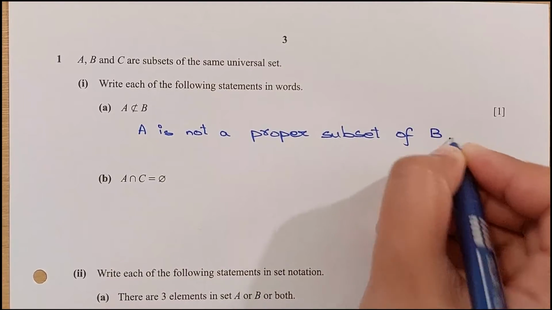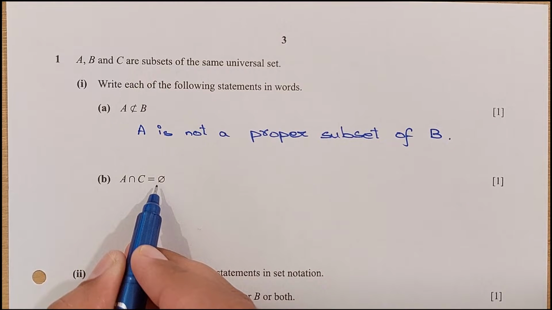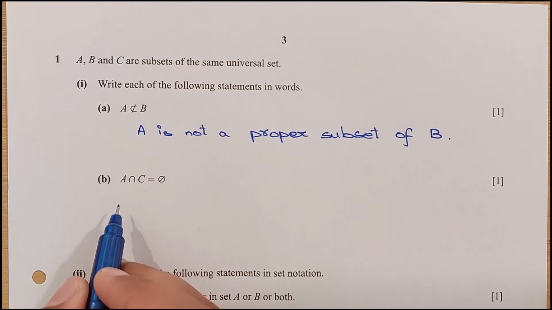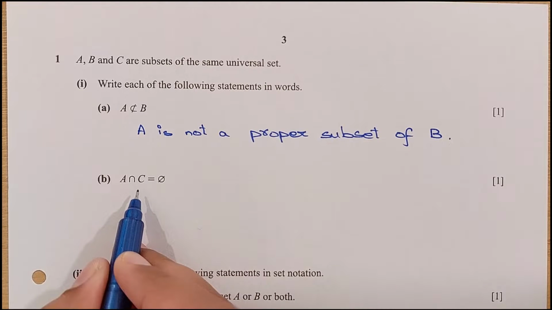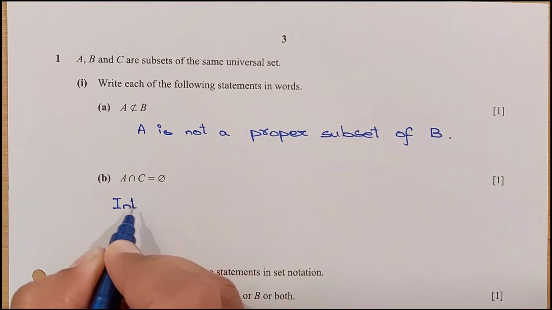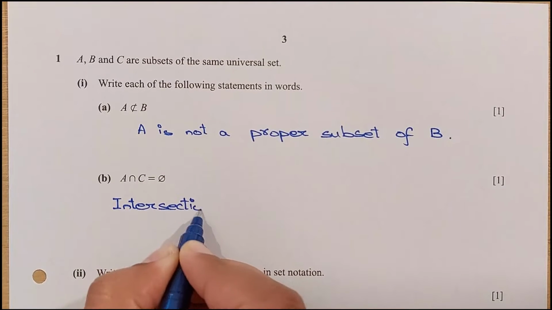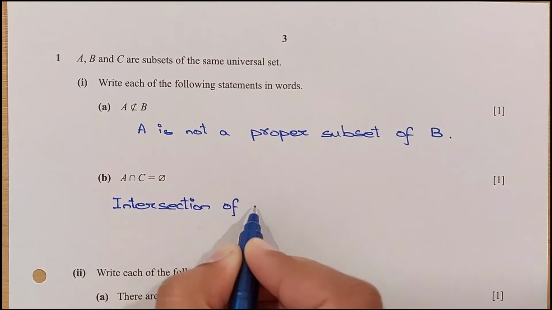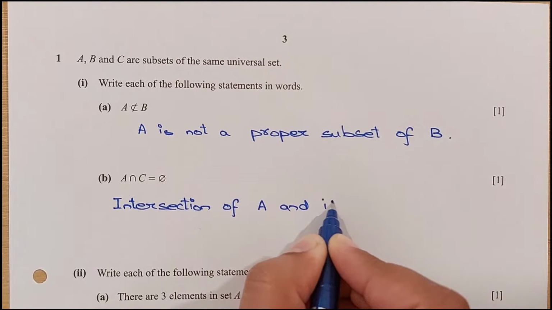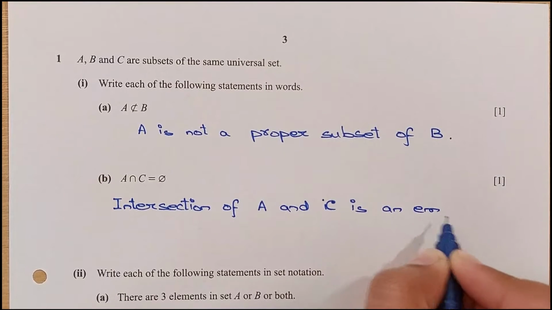Now for part B, A intersection C equals phi. It means the intersection of A and C is an empty set, or we can say that the set A and the set C are mutually exclusive. Intersection of A and C is an empty set.